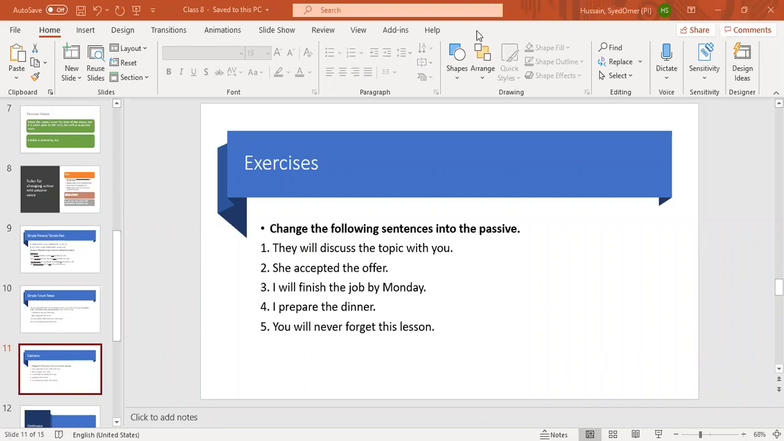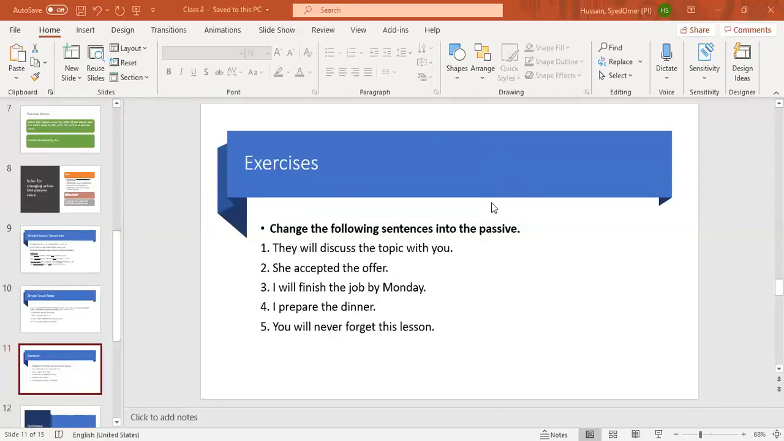Iman. She accepted the offer. The offer was accepted by her. Very good. And it is which tense? Past. Very good. The offer was accepted by her. Offer singular, we have put was. Why? Because accepted is in the past tense. Very good. Next, Bilal.